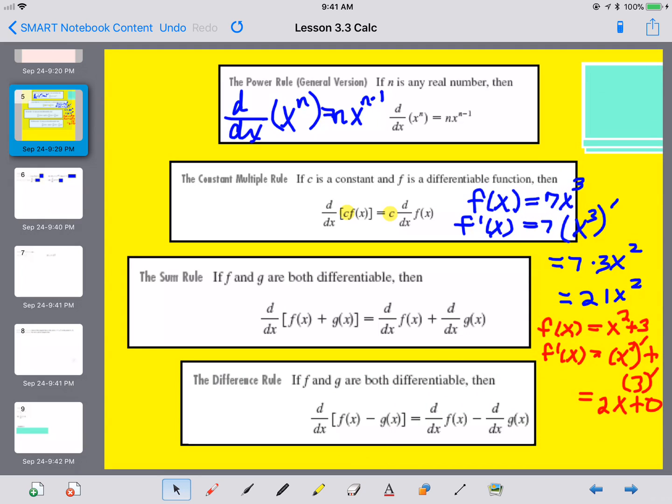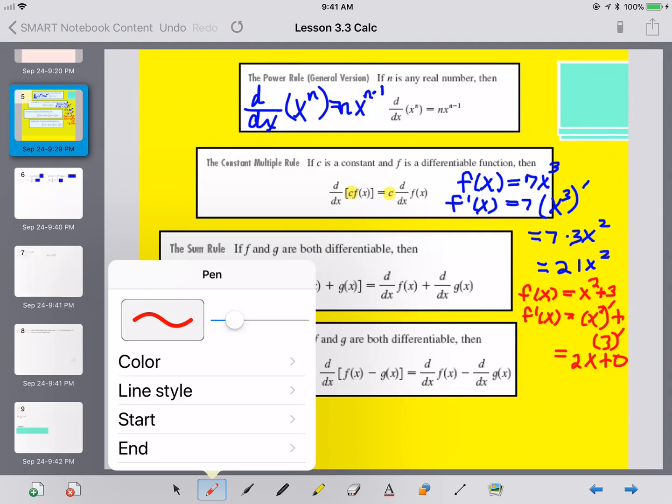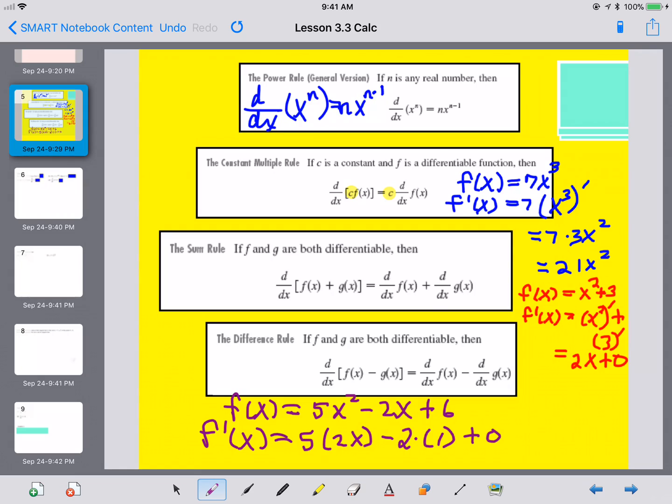The same thing applies for subtraction. That just means if there were minuses between them, you could do it with minuses. So let me show you a little example of a minus. If we have our function, let's say, 5x squared minus 2x plus 6, and we were taking the derivative, we would take the derivative of each individual piece. So it would be 5 times 2x minus 2 times 1 plus 0. And see how quick the derivative is now compared to when we had to do the difference quotient. It becomes a much nicer thing to do the derivative of compared to what we were doing in the past.